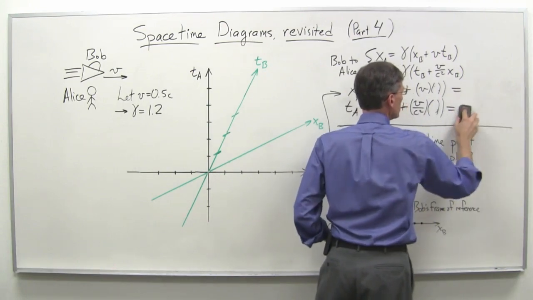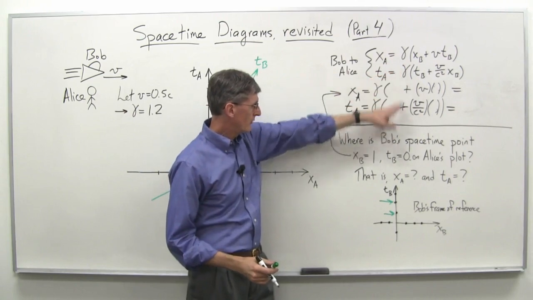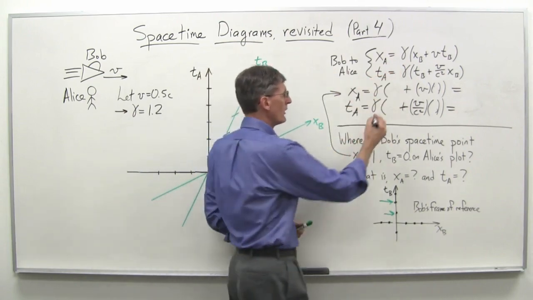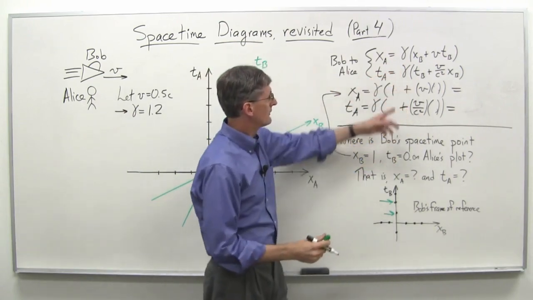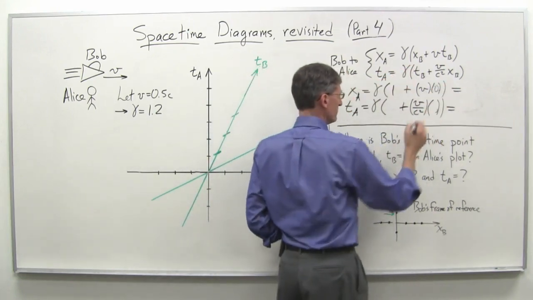And we'll see what we get. Okay, so x sub a, gamma times x sub b. So x sub b is 1 this time, so there's a 1 here. And t sub b is 0, so that's very nice. We'll just put a 0 in there.